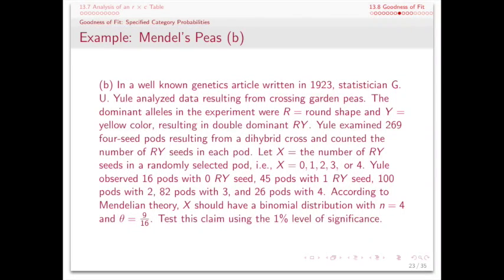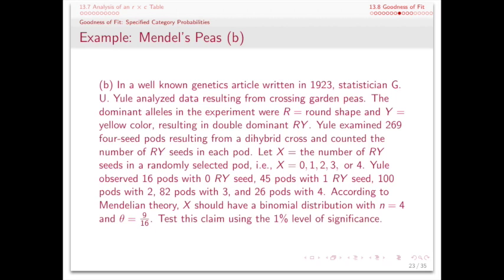Now let's consider another example using Mendel's peas. In this example, we're going to tweak it ever so slightly. In a well-known genetics article written in 1923, there was a statistician named Yule who analyzed data resulting from crossing garden peas. The dominant alleles in the experiment were R, which represents the round shape, and Y, which represents the yellow color. This resulted in a double dominant RY.